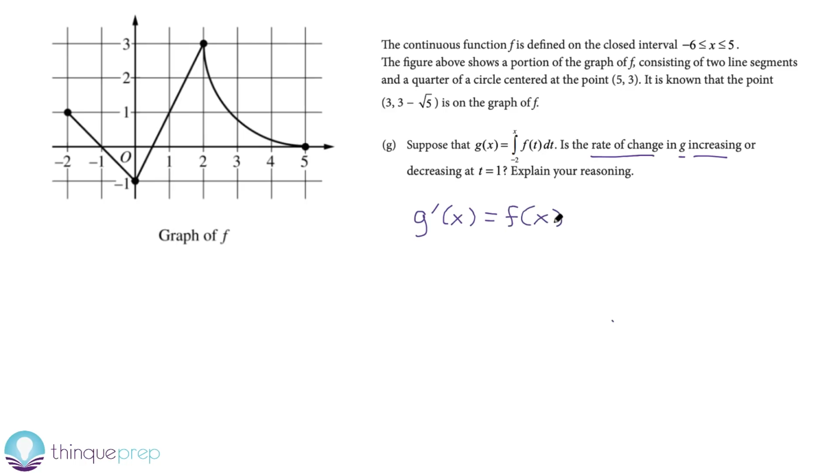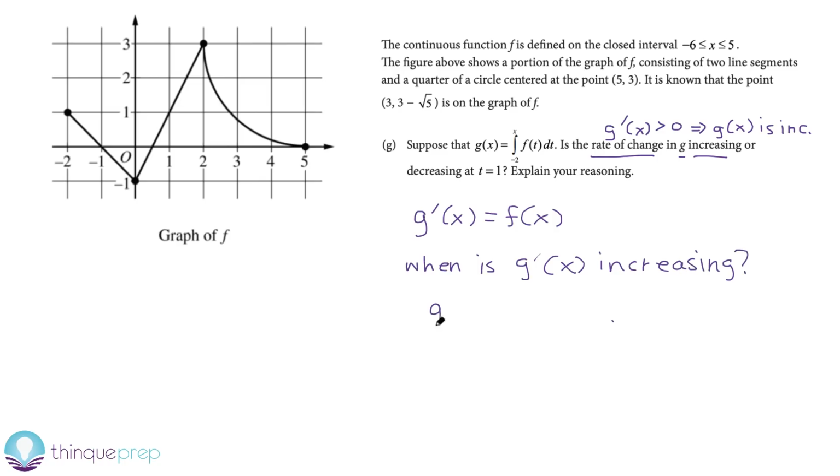Now, the natural instinct here is to be like, okay, well, rate of change is just g prime of x, right? And I'm looking for increasing, so I want g prime of x greater than 0, right? However, do not do that. G prime of x greater than 0 means that g is increasing. Now, what do we want, though? We want the rate of change increasing. So we want to find when is g prime of x increasing? Well, g prime of x increases when g double prime of x is greater than 0.